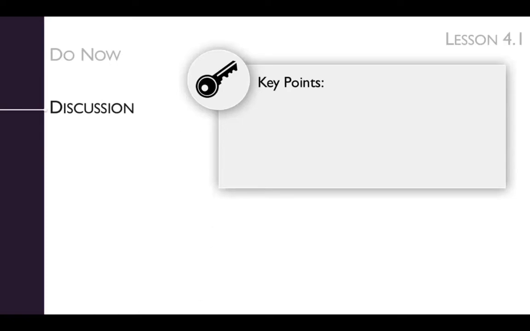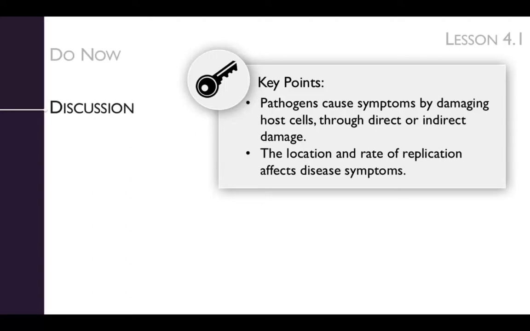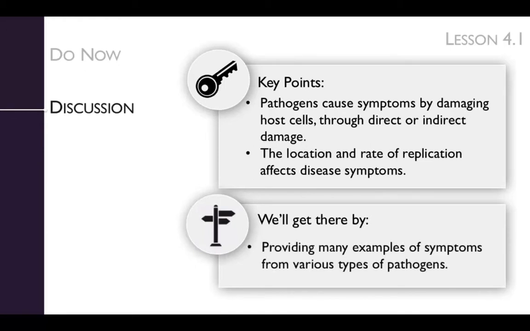The key points of the discussion are that pathogens cause symptoms by damaging host cells. This can be through direct or indirect damage. Another key point is that the location and rate of replication affects disease symptoms. We'll get there by providing many examples of symptoms from various types of pathogens.